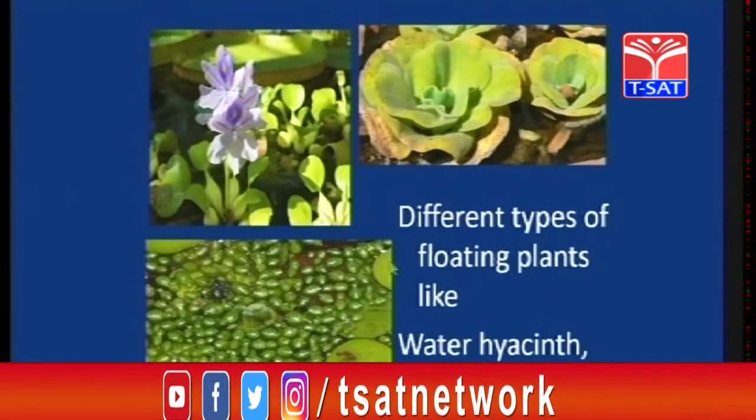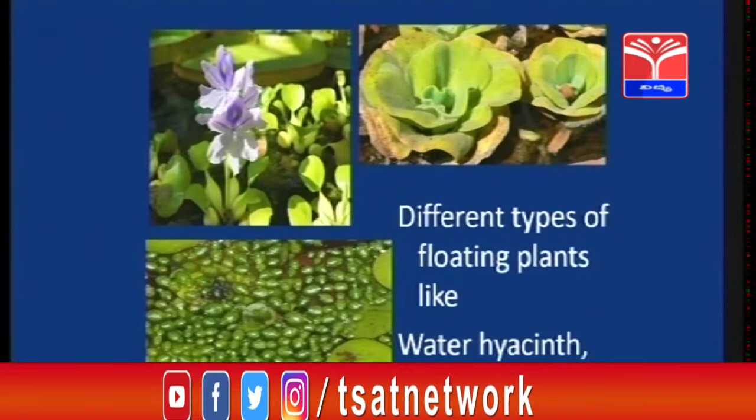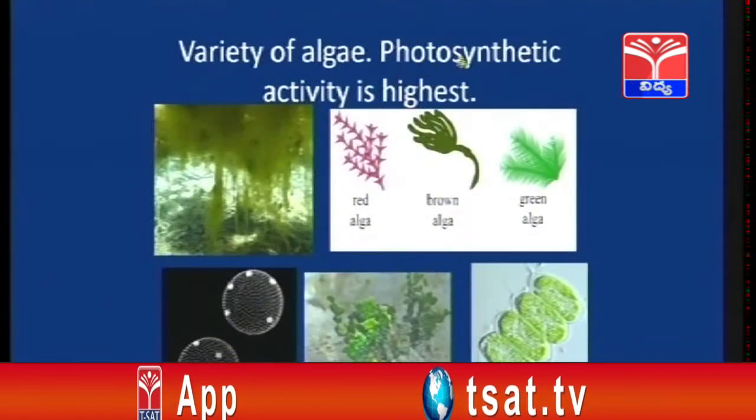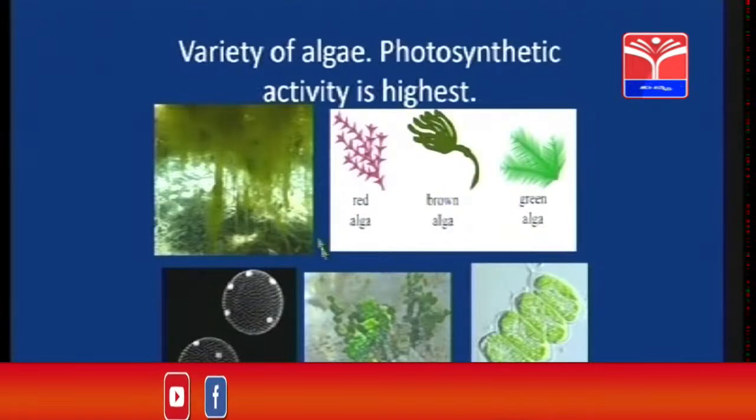So these are the types of plants present in this zone, children: the water hyacinth, Wolffia and the Pistia. These are the floating plants. There is a variety of algae. Photosynthetic activity is the highest. We can see the Volvox, the diatoms, red algae, brown algae and the green algae.